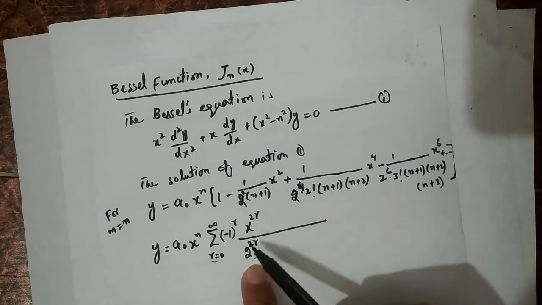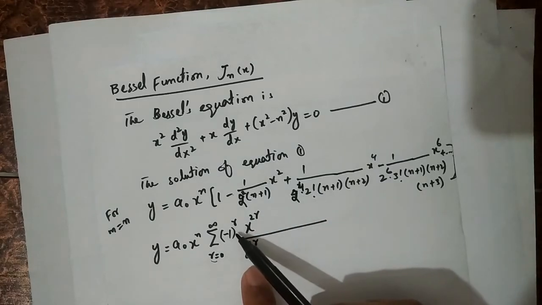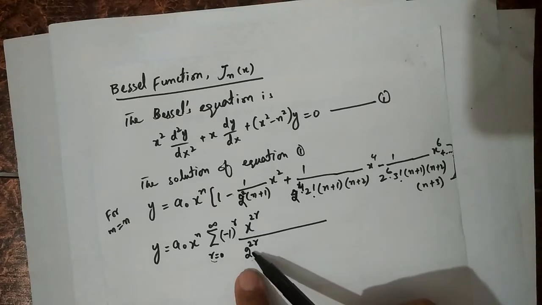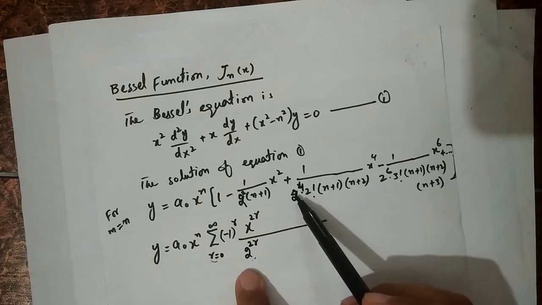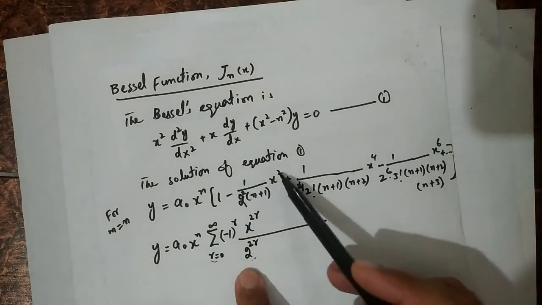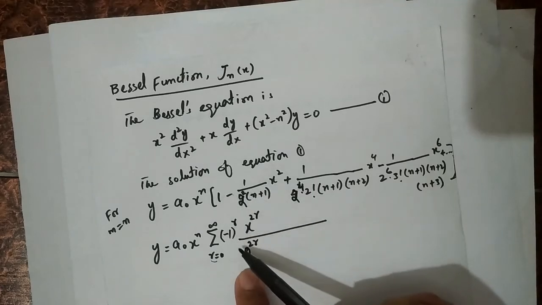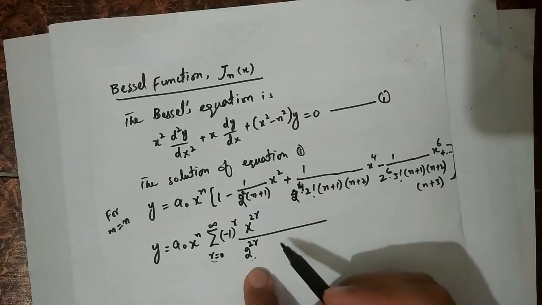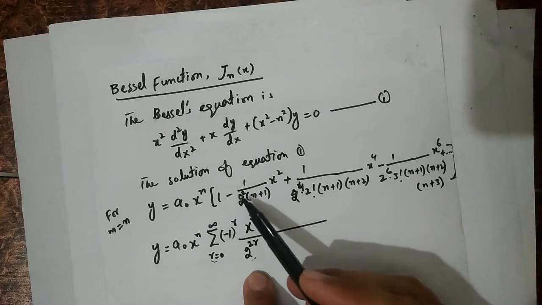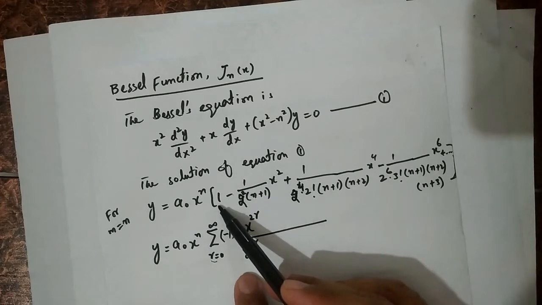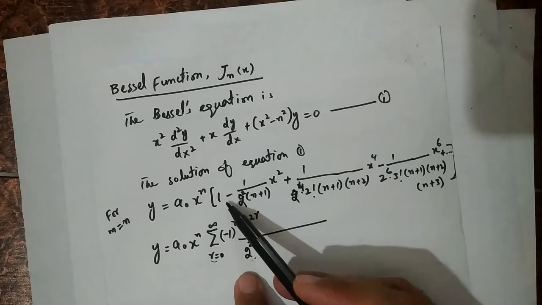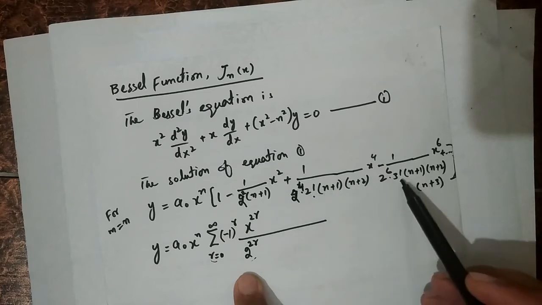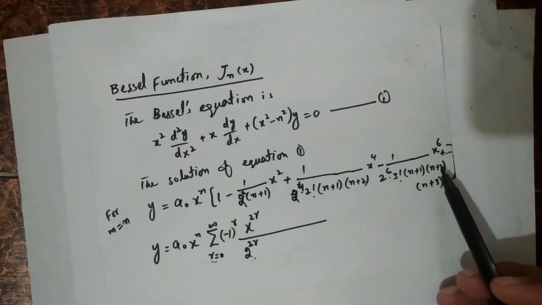And for the next term, when r equals 2, this will become positive, this will become x to the power 4, and this will become 2 to the power 4. Clear? And up to this term our summation goes according to our choice. Now in the first term we have 0 factorial here in the denominator, because 0 factorial equals 1, and then here we have 1 factorial, then 2 factorial, 3 factorial, 4 factorial, and so on.